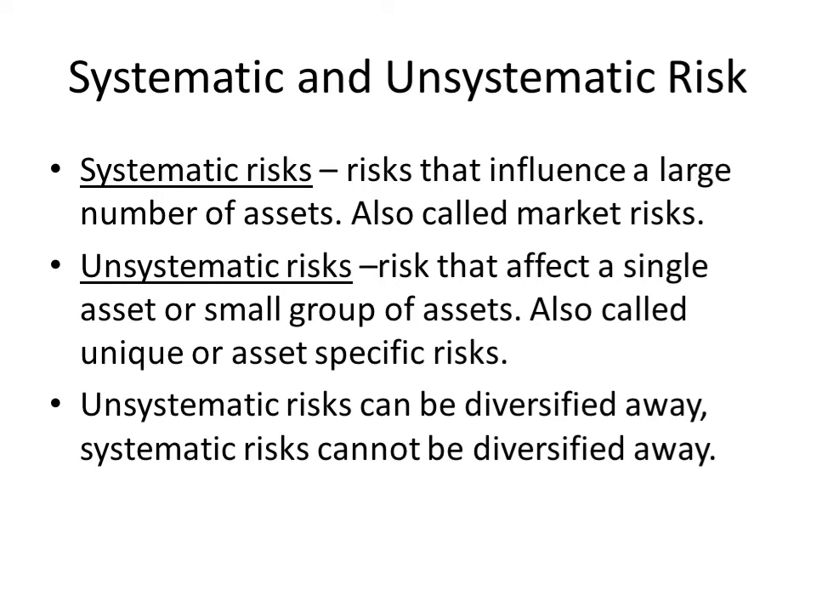Also, if you were in the nuclear power business, that earthquake was a systematic risk because it forced a reassessment of our dependence on nuclear power. So that's very definitely a systematic risk. Then we have unsystematic risks. These are risks that affect a single asset or a small group of assets, also called unique or asset-specific risks.